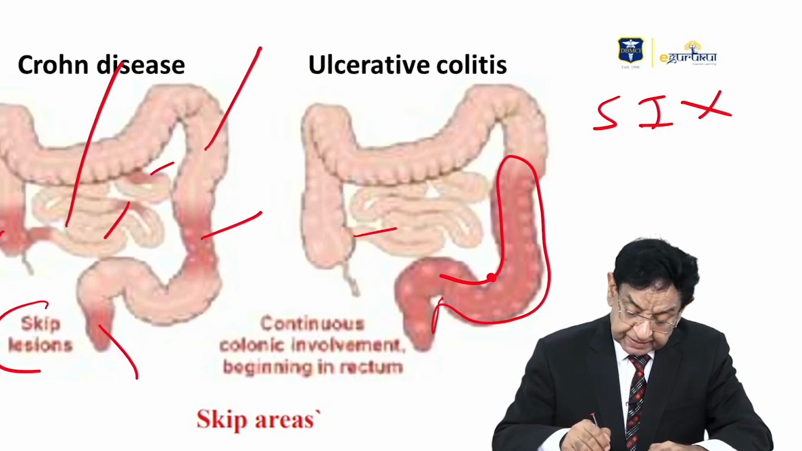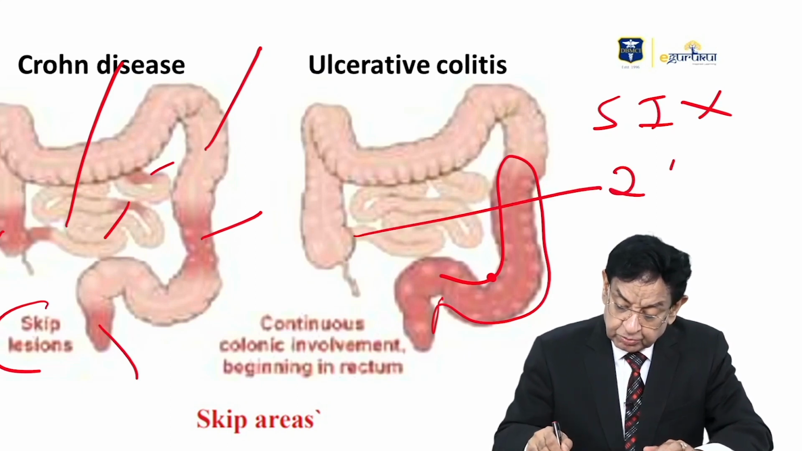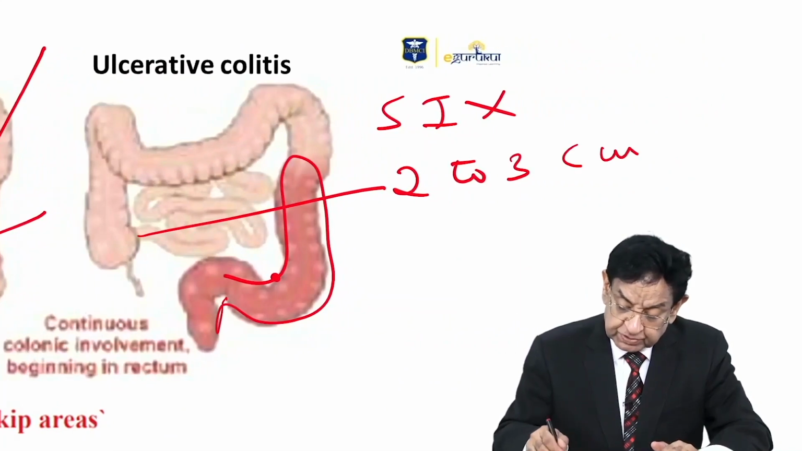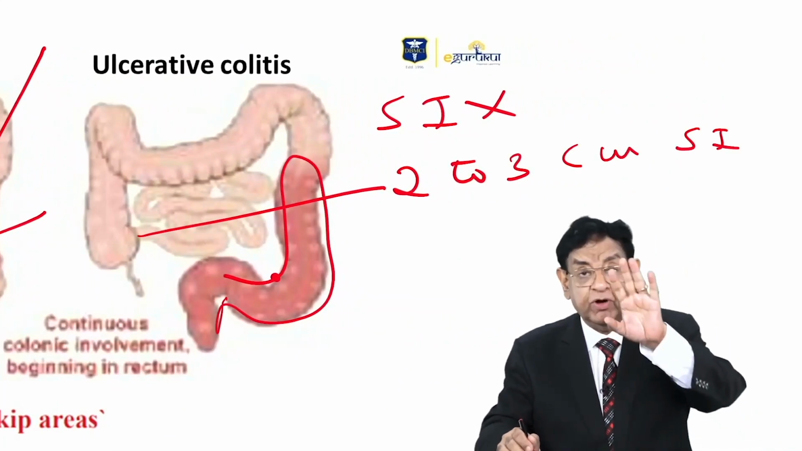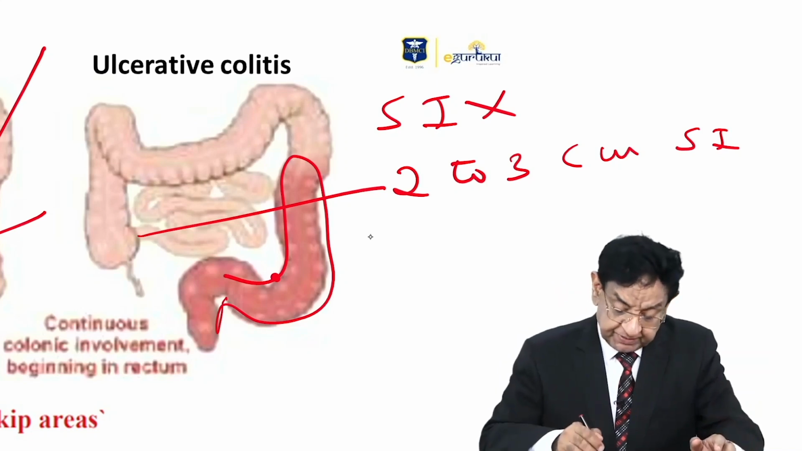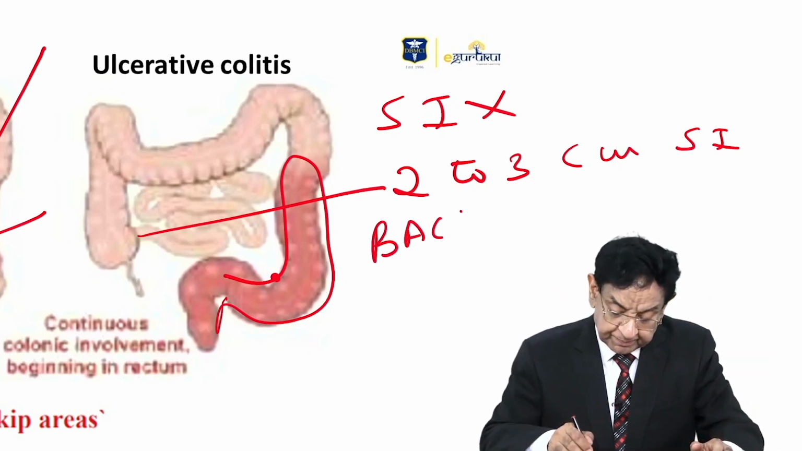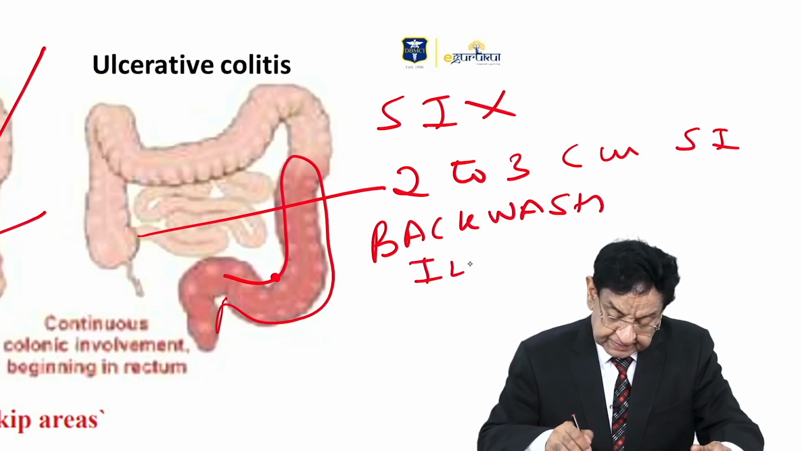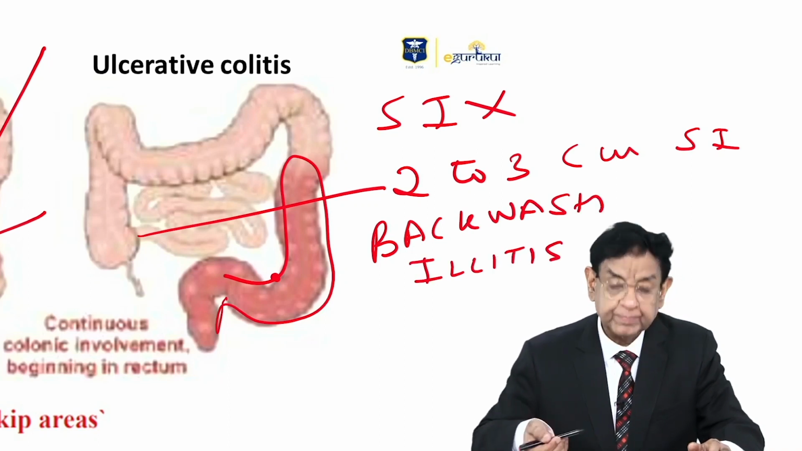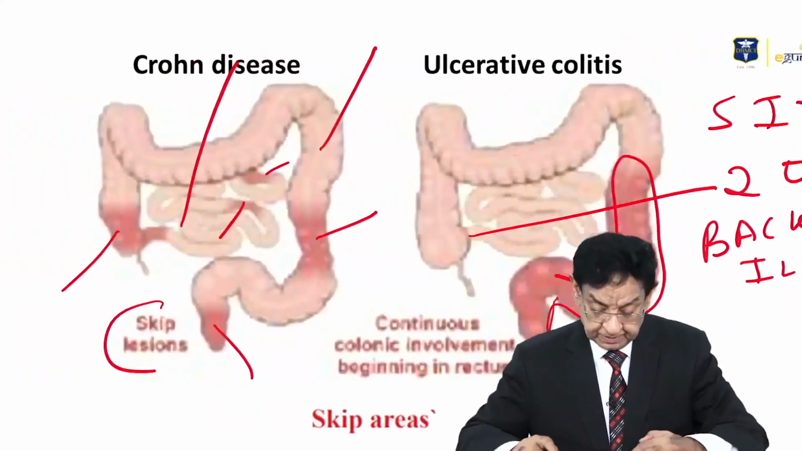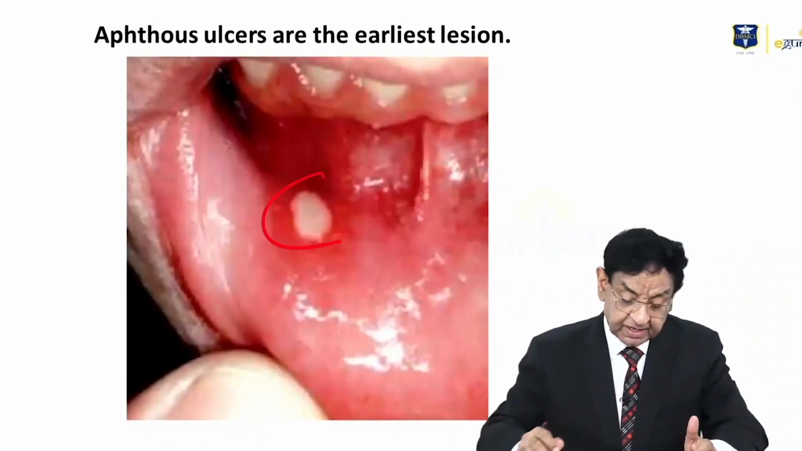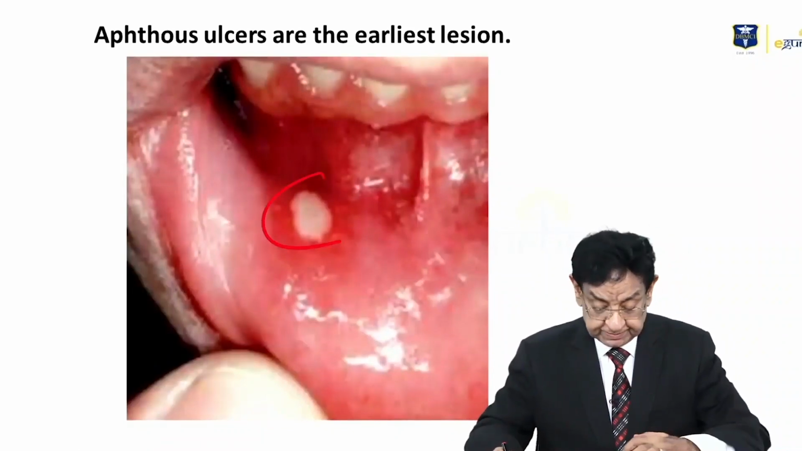Very rarely, the terminal 2 to 3 centimeters of small intestine may be involved, but uncommonly. And if this happens, we call it backwash ileitis. Okay. Now, this aphthous ulcer is one of the earliest features of Crohn disease in the mouth.